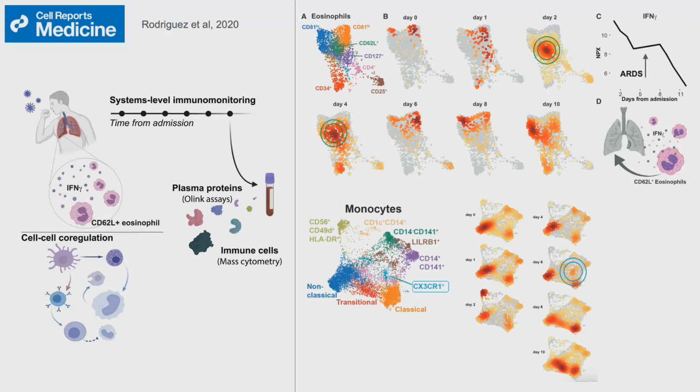Another event that happens right around the same time point is an expansion of monocytes expressing the CX3CR1 receptor, the fractalkine receptor. And these cells are intriguing because we know that the fractalkine system is involved in cells trafficking along the blood vessels and then extravasating into inflamed tissues. And so this opens up a potential therapeutic opportunity here.